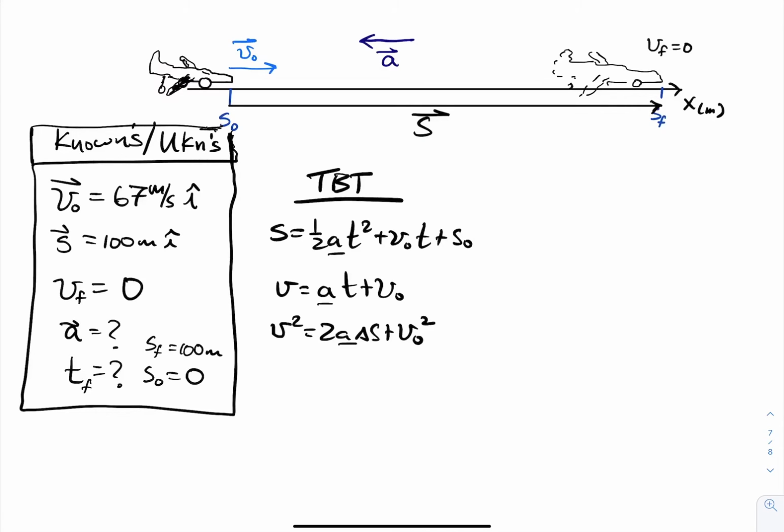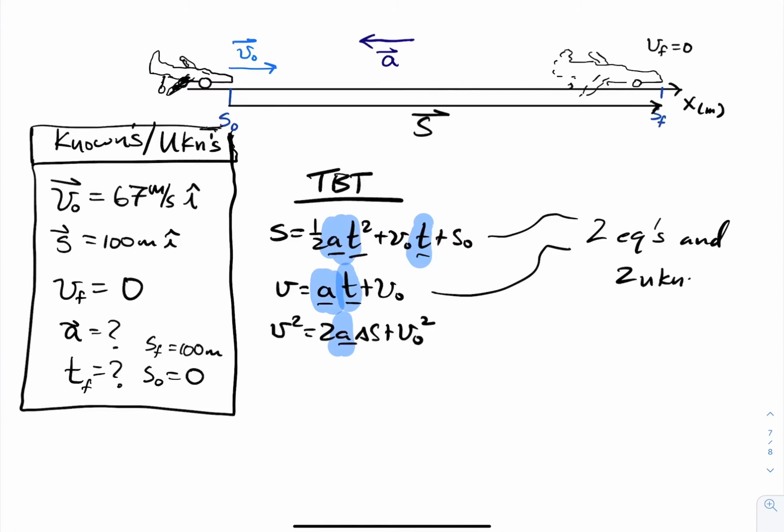And we know that we also don't know T. So I just underlined our unknowns. Here's our unknowns. And so really there's multiple ways to solve this. If you notice, we have two equations and two unknowns. So we could use both of those and then solve the problem for A.